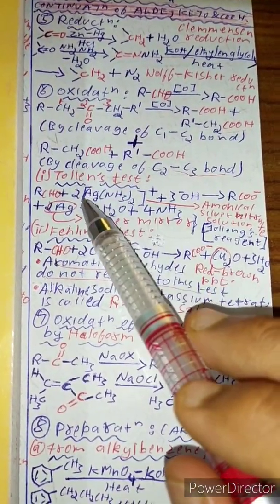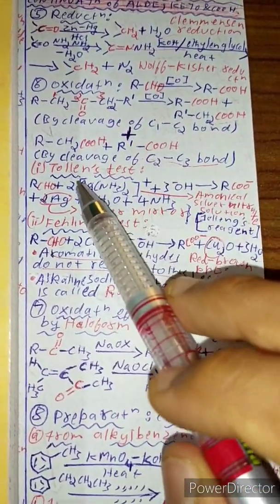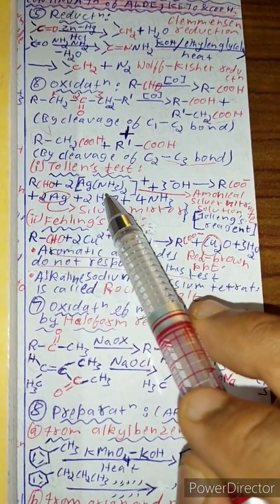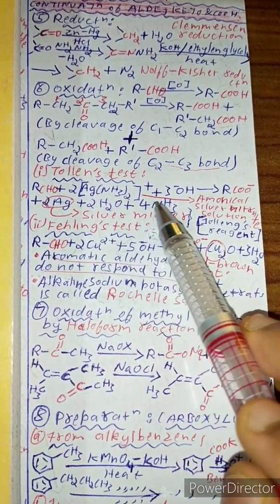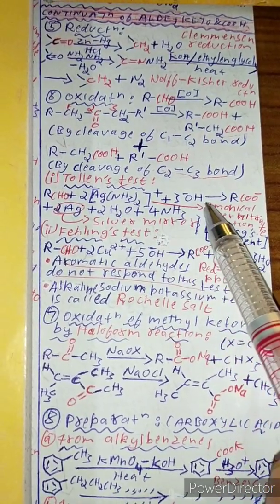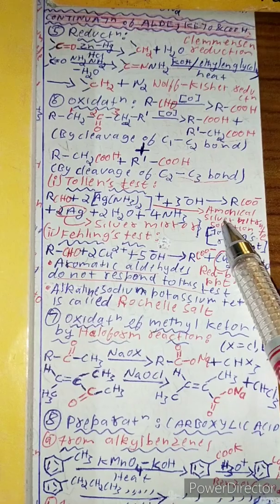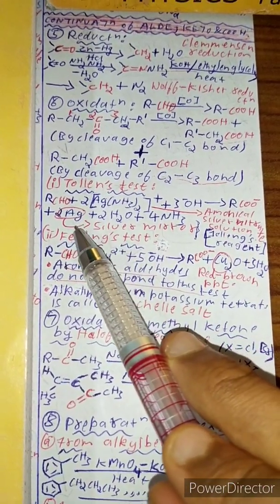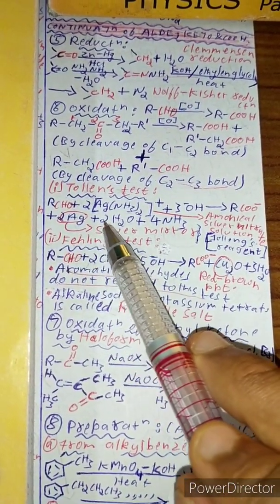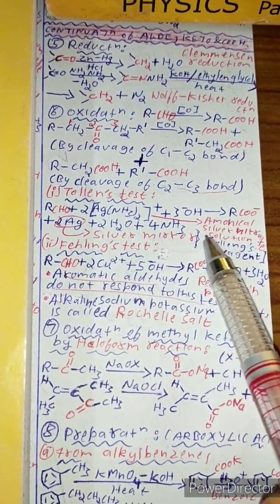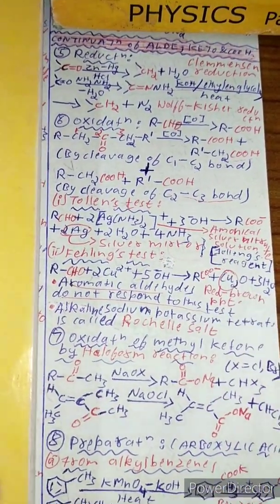Now what we need to study, the sub-topics under oxidation, is Tollens test and Fehling's test. Tollens test: RCHO plus 2[Ag(NH3)2]+ plus 3OH minus gives RCOO minus. This is also called ammoniacal silver nitrate solution, plus 2Ag, which is the silver mirror, plus 2H2O plus 4NH3, and the silver mirror is the Tollens reagent.